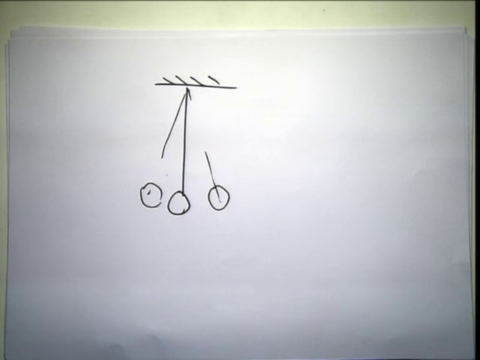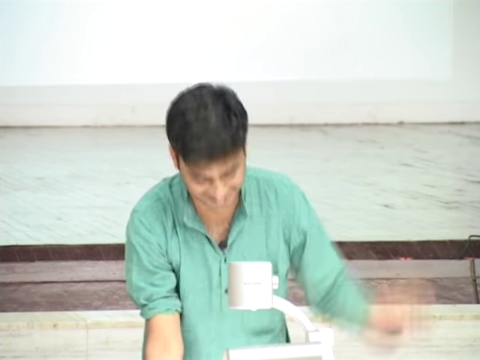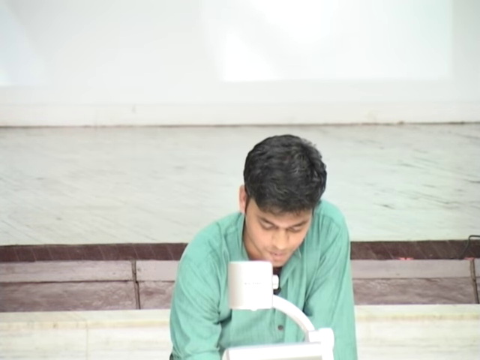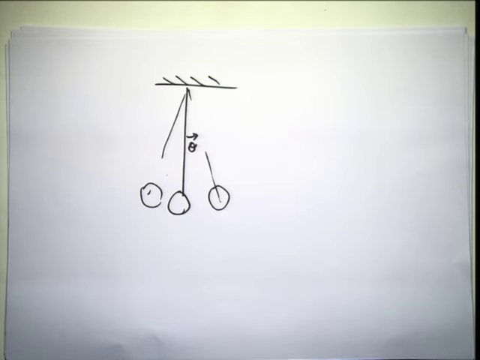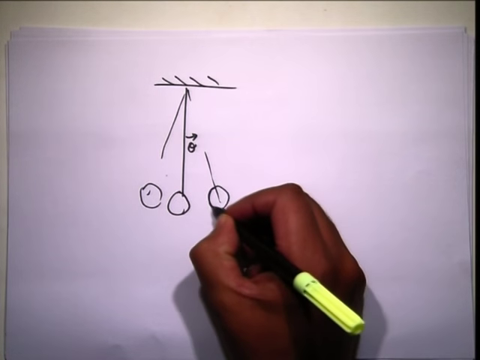Okay, so now I'm going to get a student who's going to tell me the physics of this model. We can assume a small theta displacement. Assume small theta displacement, and then we can write down the equations. Tell me, what equations come on the box?